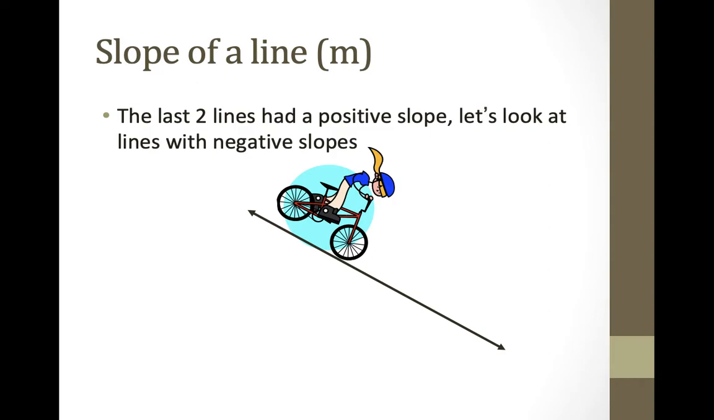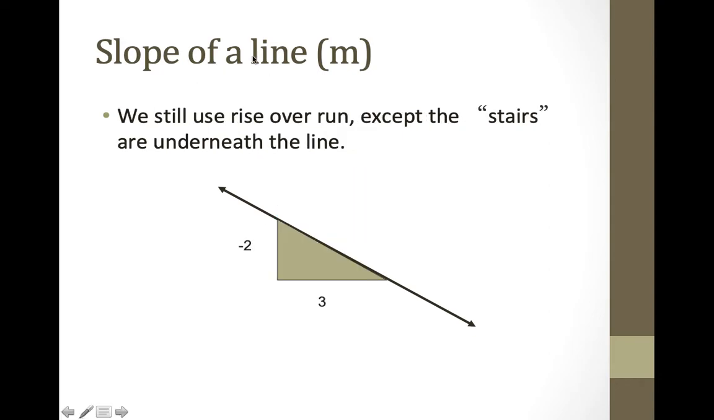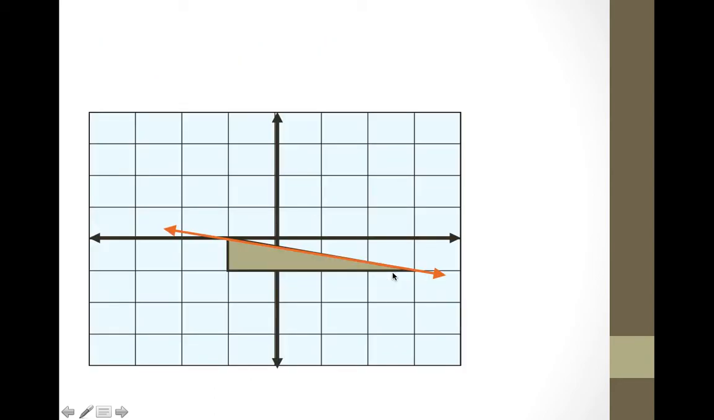The last 2 lines had a positive slope. Let's look at negative slope. Negative slope goes downhill. So you see it goes down 2 and then over 3. So it's negative 2 over 3. This one, also a negative slope, goes downhill. Negative 1 over positive, because now we're going right, 1, 2, 3, 4, because you count the squares. So negative 1/4 is my slope.